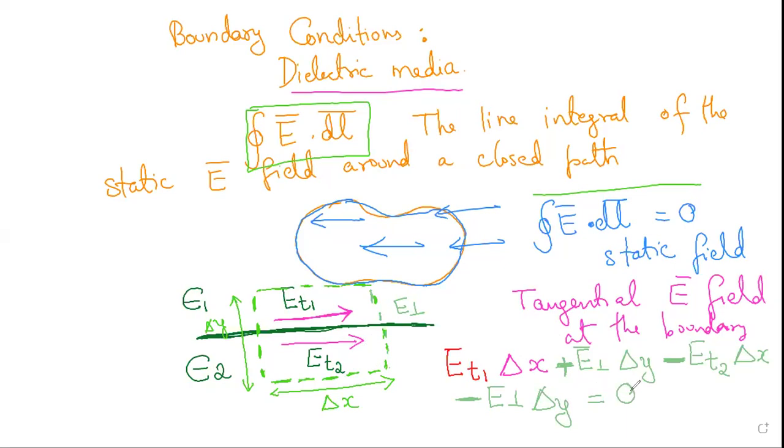Now, what will happen in this process? These two will get cancelled. And what will I see? Whether you like it or not, I will see ET1 delta X minus ET2 delta X equal to 0. Now, delta X and delta X are the same. That means ET1 minus ET2 is equal to 0.